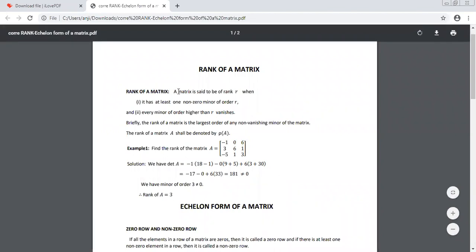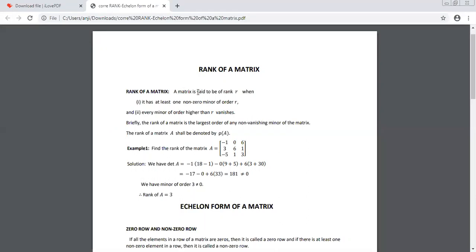A matrix is said to be of rank r when it has at least one non-zero minor of order r and every minor of order higher than r vanishes. So I am repeating this definition. A matrix is said to be of rank r when it has at least one non-zero minor of order r and every minor of order higher than r vanishes.